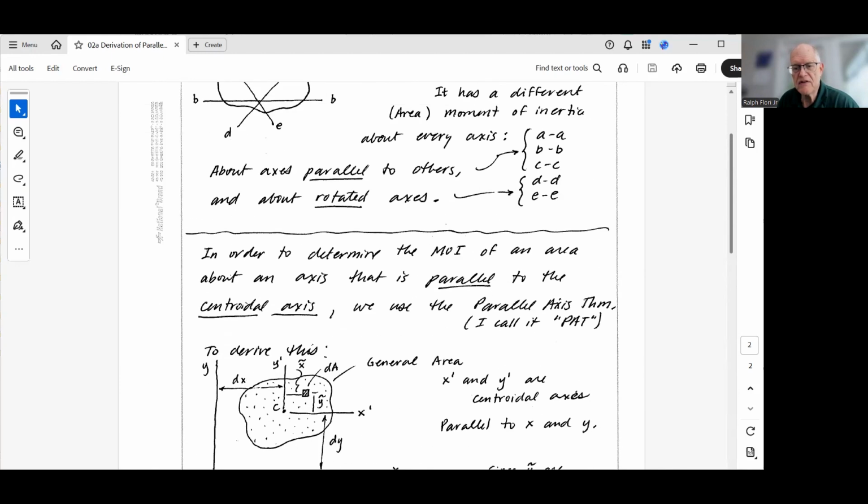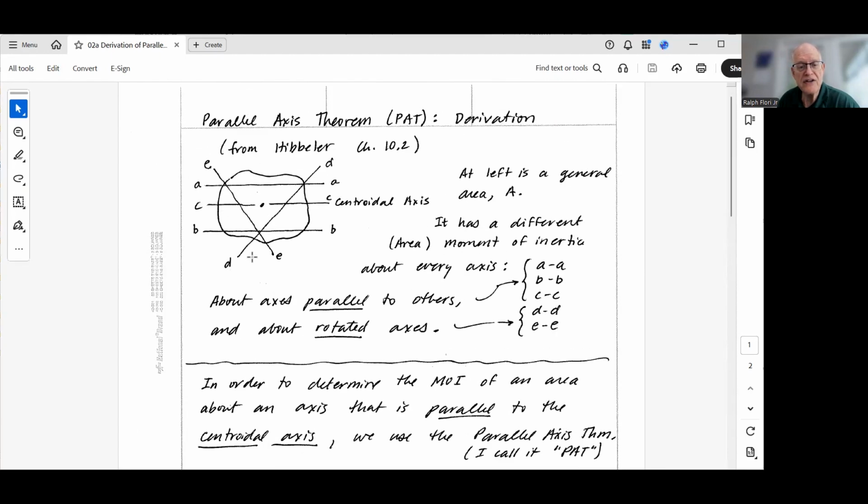If you get to axes at an angle, you're going, wait a minute, this is a parallel axis theorem for parallel axes. What about axes at some angle? Glad you asked that question. We will get to that in a couple of lectures. We'll derive an equation that lets us start with an Ix, an Iy, and the product of inertia, and lets us rotate those to whatever angle you want. And so we will get there. I'm glad you asked that question.